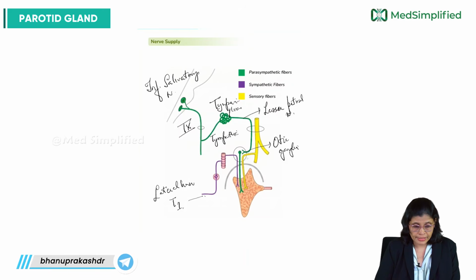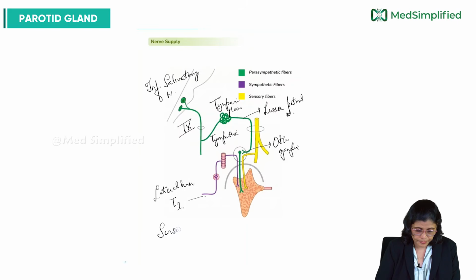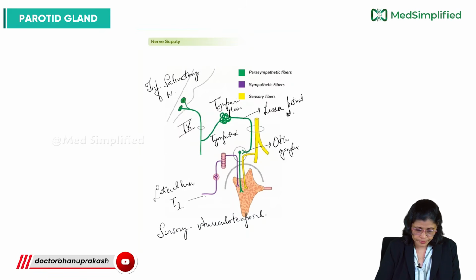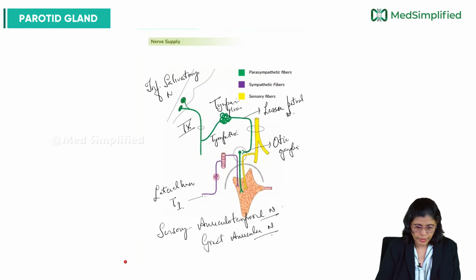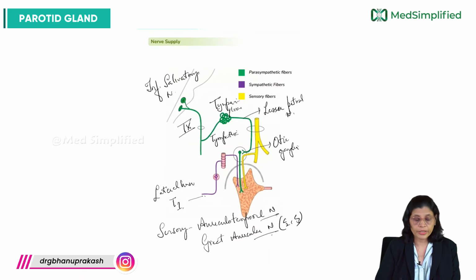And then we have the sensory supply, which is derived by the auriculotemporal nerve and the great auricular nerve, C2 and C3. C2 fibers are mainly sensory to the parotid fascia. So that is about the nerve supply.